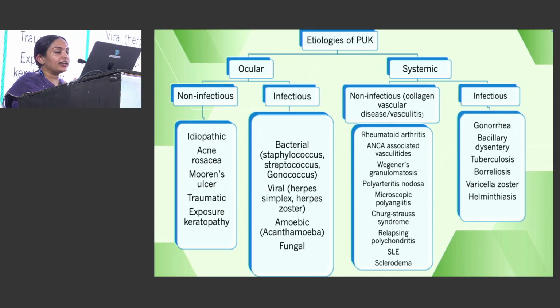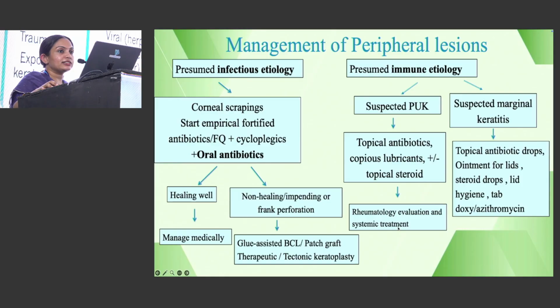So the etiology can be ocular or systemic. In ocular, there are infectious and non-infectious causes, and in systemic, there can also be infections and non-infectious causes. Rheumatoid arthritis, ANCA-associated vasculitis, SLE, etc. are the commonest causes of PUK that we come across in our clinics.